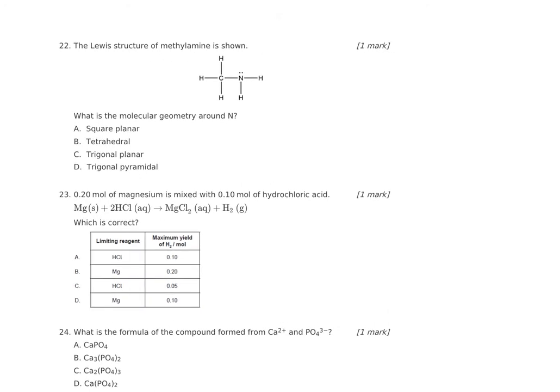The next one, so we've got the Lewis structure of methylamine. What is the molecular geometry around N? So I'm basically only interested in this molecule. So what is that shape? Well, it's got 3 bonding pairs and a lone pair. So it's a triangle, and it's going to be a pyramid because the lone pair is pushing those 3 down. So it's going to be trigonal pyramidal.